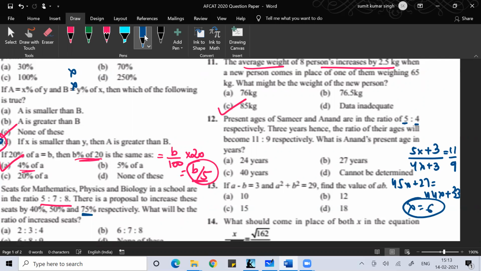Okay, so what is the present age of Anand? So the present age of Anand is 4x, means 6 fours are 24. That is your answer.